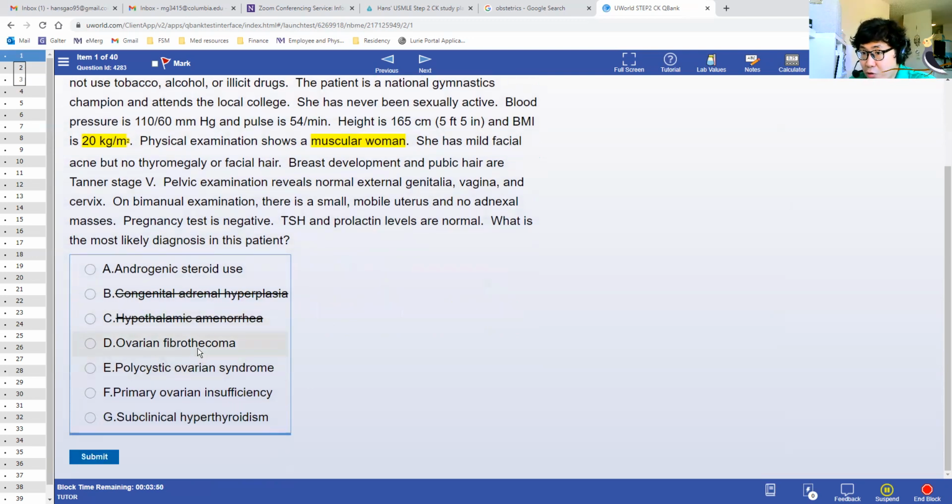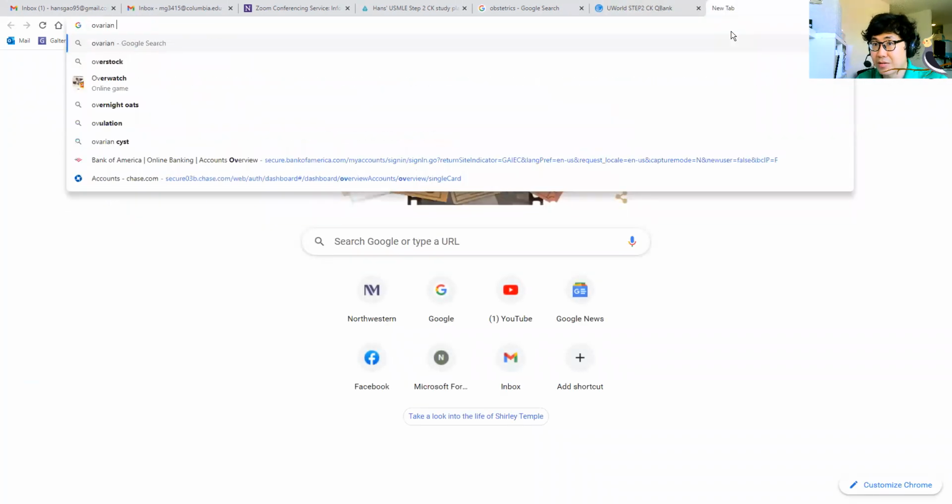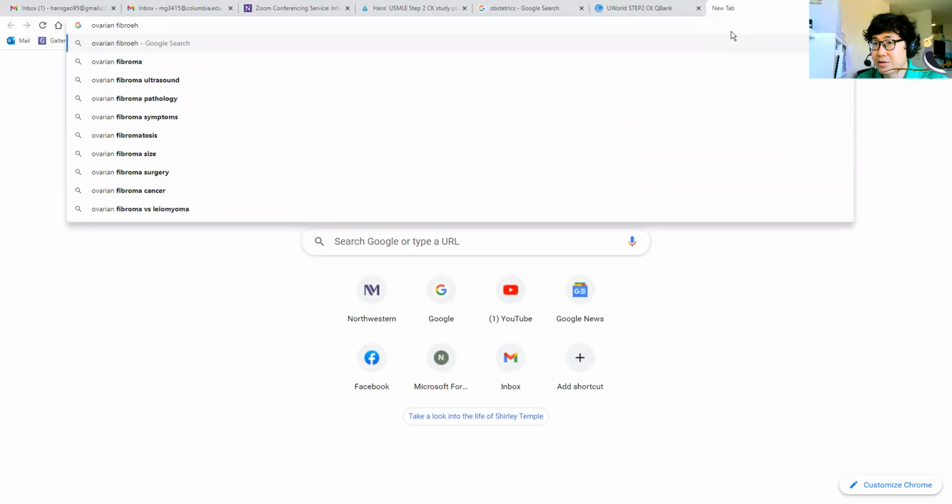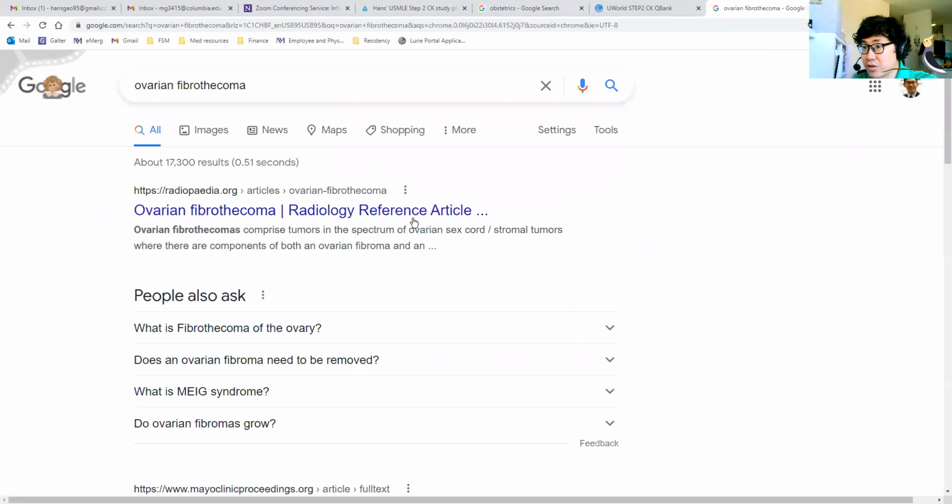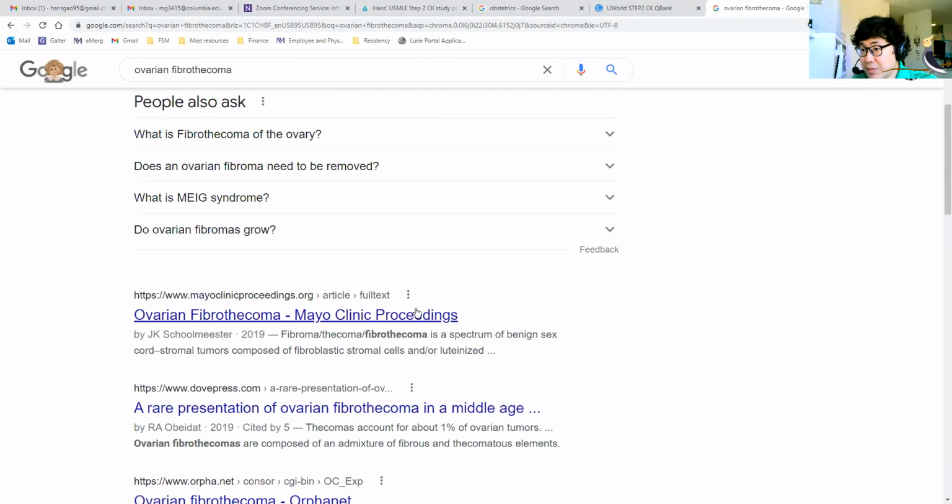Ovarian fibrosarcoma. This is a type of ovarian tumor, I believe, that can secrete abnormal levels of... I'm actually not sure about this. Here, let me look that up. One benefit of this series is that I can look up answers immediately and explain these things that I normally would not explain.